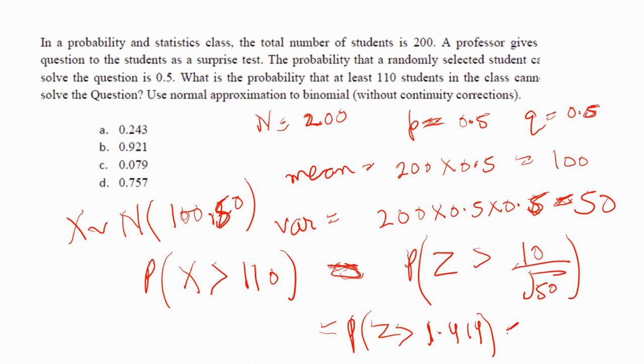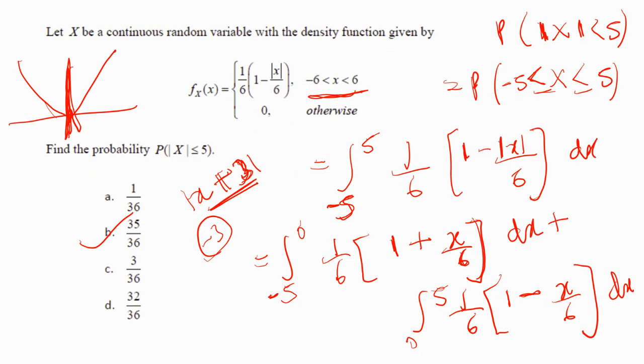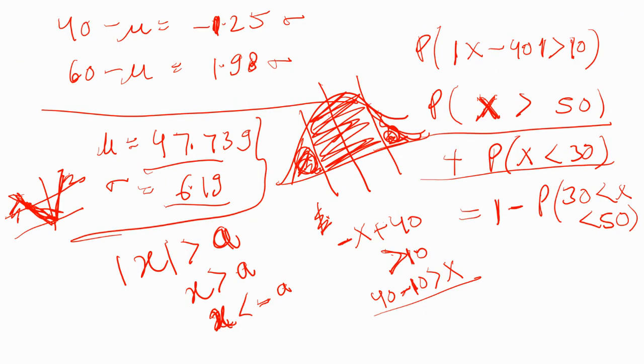So now it will be 1 minus 0.9207, which will be equal to 0.0793. So let's write this. So these are all the questions, and we can solve this now, I think.